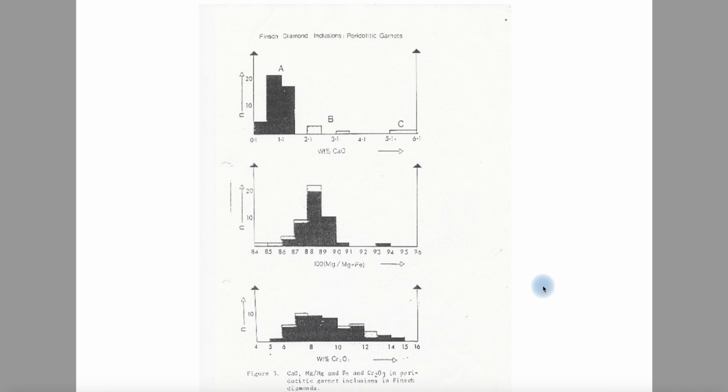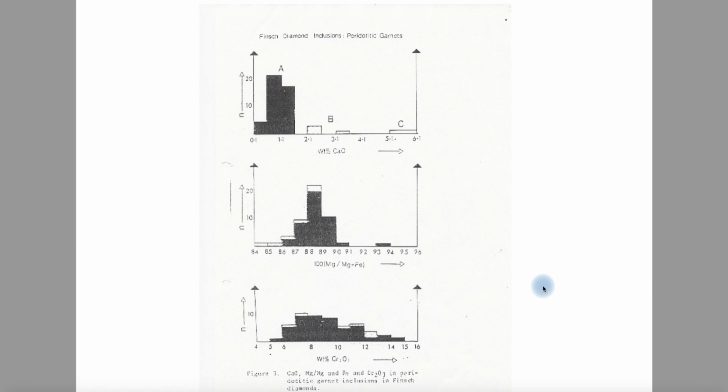So, and then on the next diagram we have the XMG. The XMG for typical peridotitic garnets which occur with diamonds ranges between 86 and 91, and a few of them even between 93 and 94. That means they are very rich in magnesium and poor in iron. And here we have a bigger scatter in weight percent of chromium oxide, ranging between 5 and 15%.